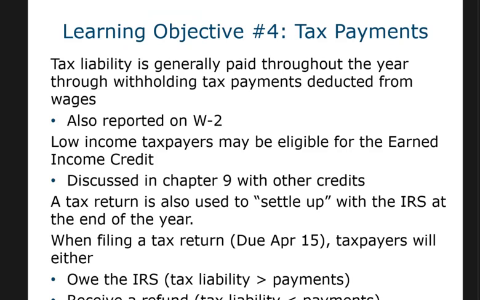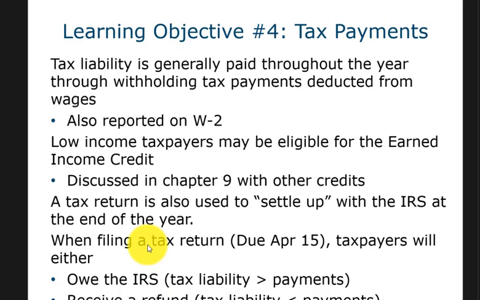So most folks pay their taxes through the year through their withholding, and it's on the W-2. So the two most important things reported on your W-2 typically are the income that your employer paid you and the taxes they withheld from that income. There could also be some other things that are considered tax payments, like earned income credit. We'll talk about those credits in Chapter 9 in more detail.